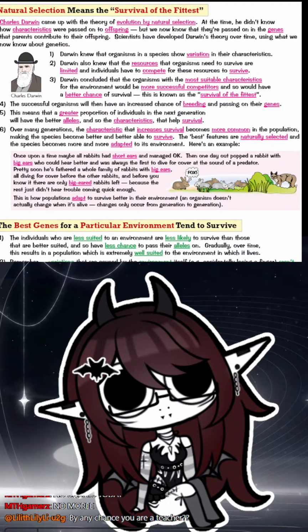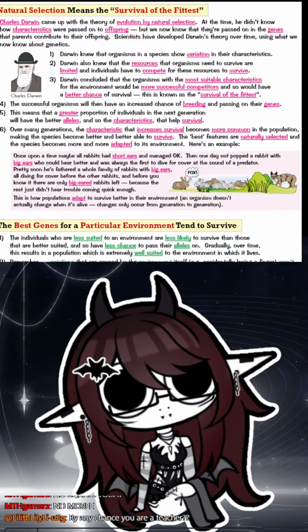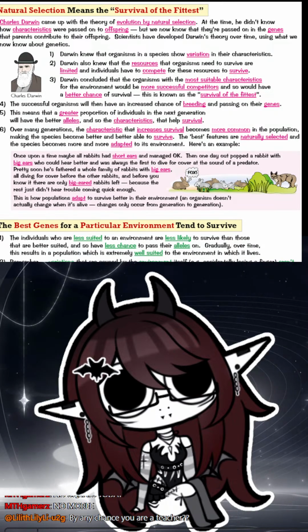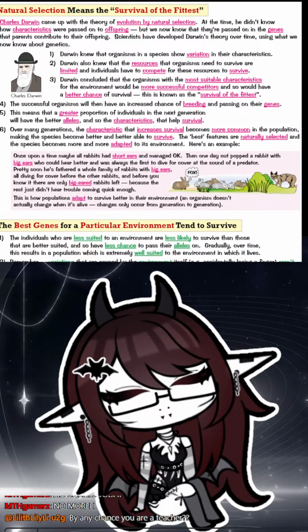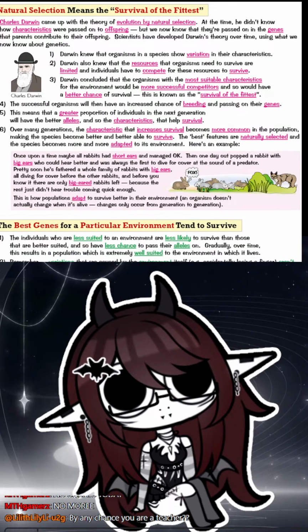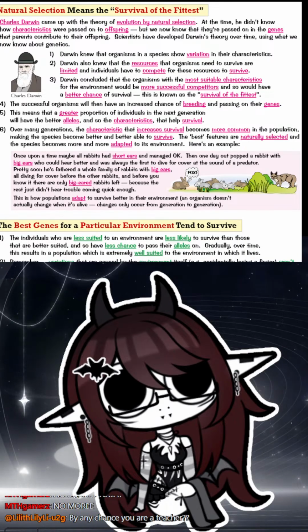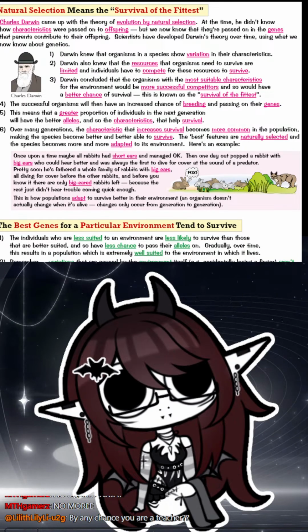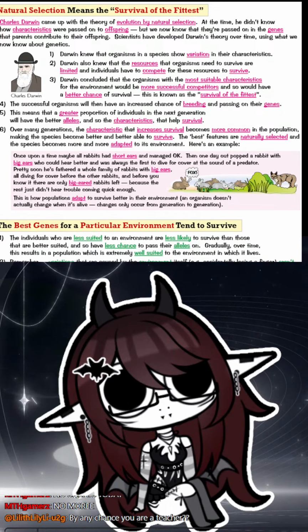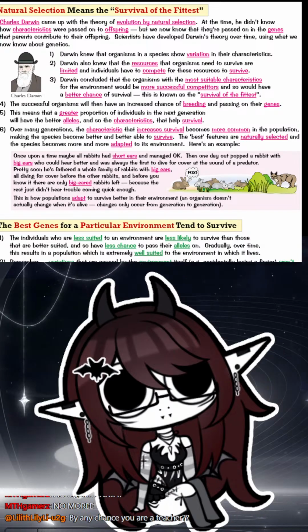All right, let's go on to natural selection. Natural selection means survival of the fittest. Charles Darwin came up with the theory of evolution by natural selection. At the time, he didn't know how characteristics were passed on to offspring, but we now know that they're passed on in the genes that parents contribute to their offspring. Scientists have developed Darwin's theory over time, using what we now know about genetics.